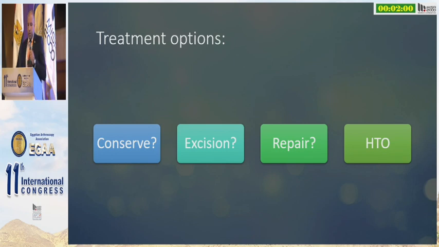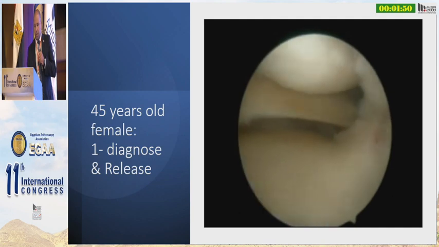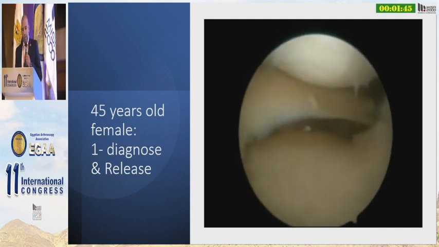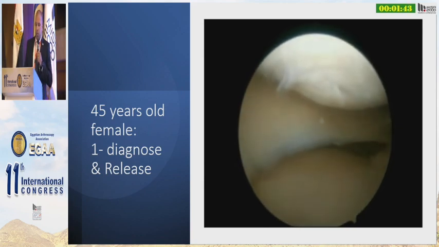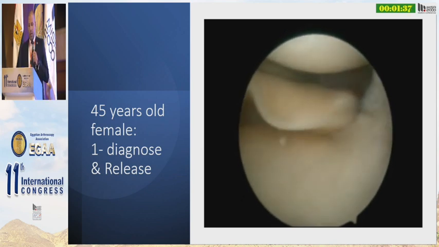The treatment options are conservative, excision, repair, or high tibial osteotomy in cases of cartilage degeneration. My technique starts by doing biological augmentation of the meniscus. This is a 45-year-old female. I do pie crusting of the medial collateral ligament to open the space, to have a very wide space. And then I examine the lesion. I found the root tear.